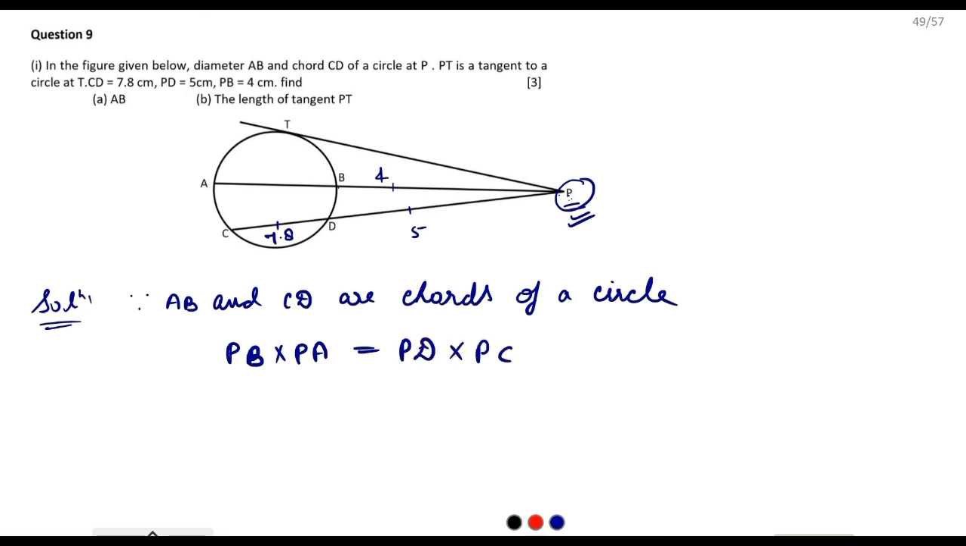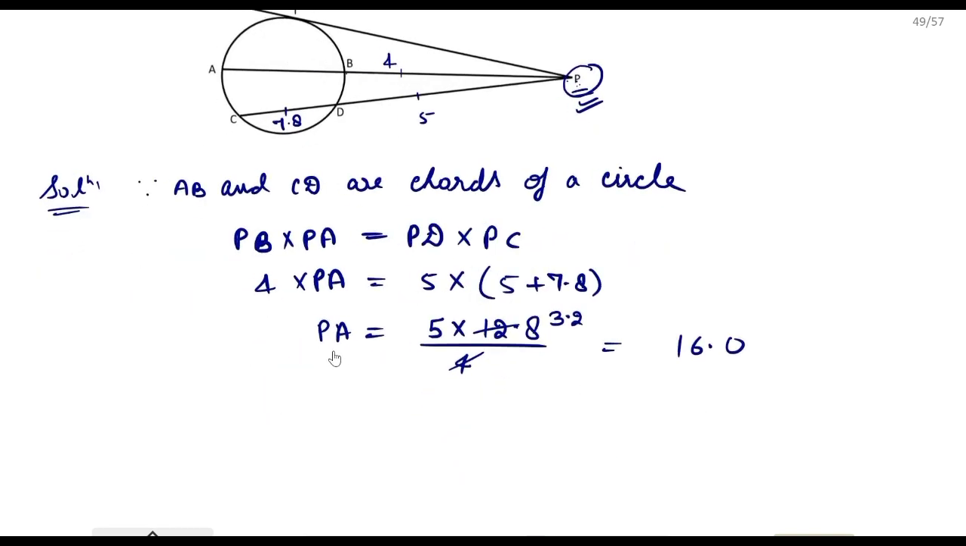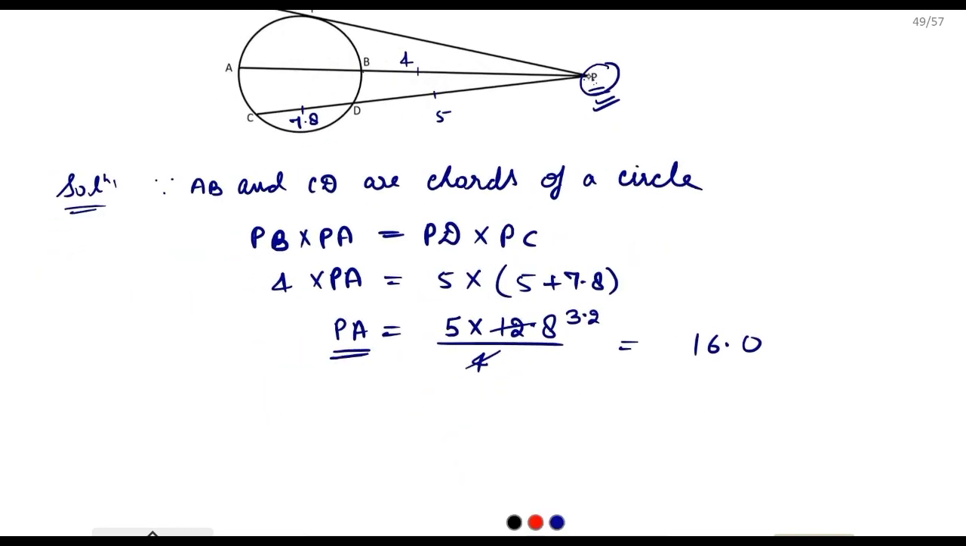Now put the given values. PB is 4, PA is not given, PD is 5 and PC will be PD plus CD, means 5 plus 7.8. So we can write PA as PB plus AB and PB is 4, then AB will be 12 centimeter.